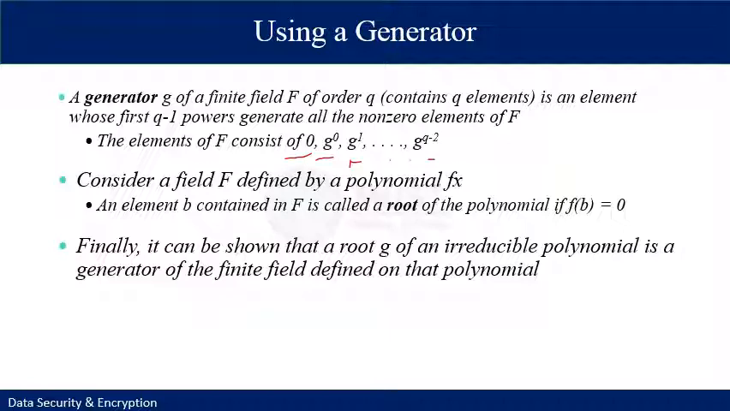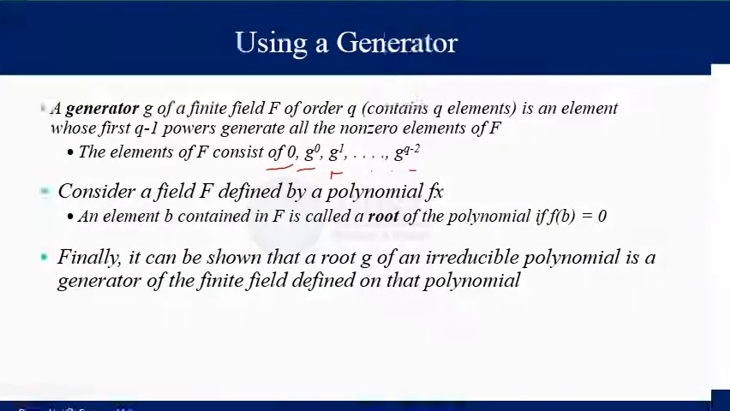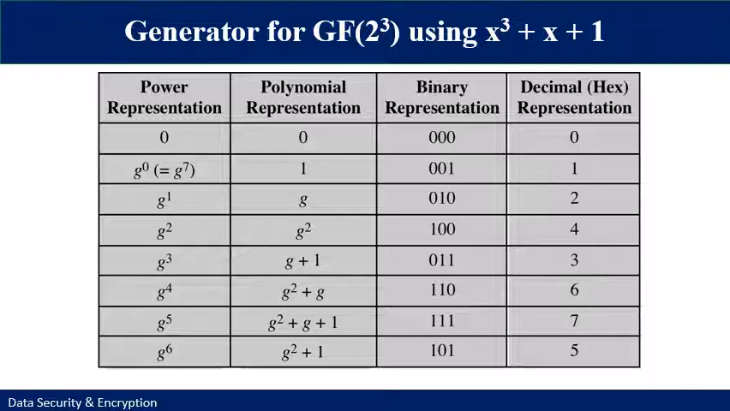So you can consider a field f defined by the polynomial f of x. An element b contained in f is called a root of the polynomial f of x if f of b is equal to 0. Finally, it can be shown that the root of an irreducible polynomial is a generator of the finite field defined on that polynomial. So let us consider the finite field GF(2 raised to power 3) defined over the irreducible polynomial x cubed plus x plus 1.